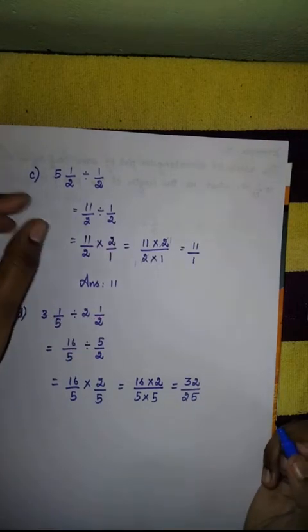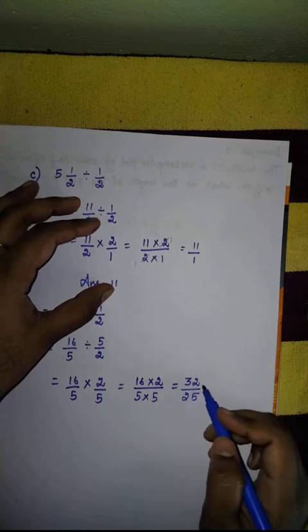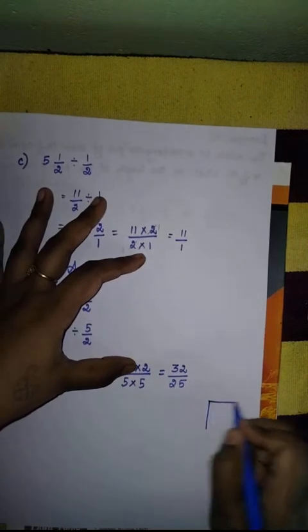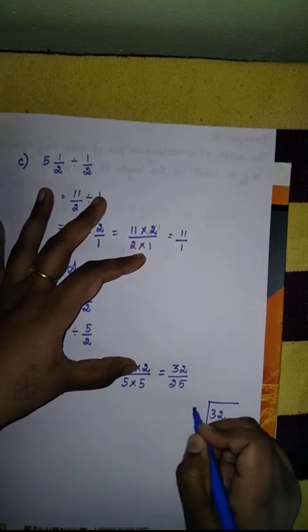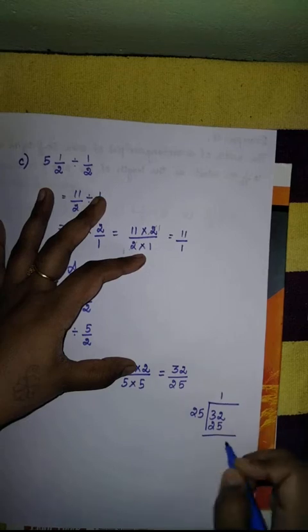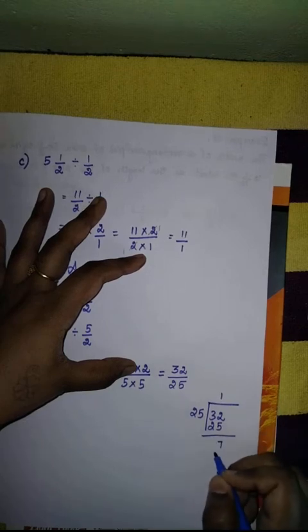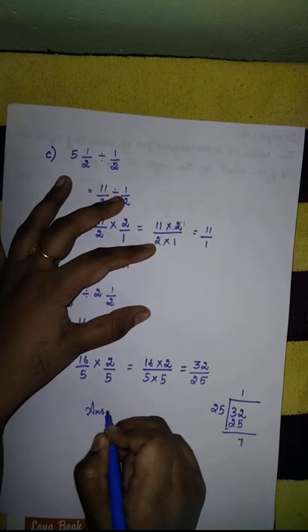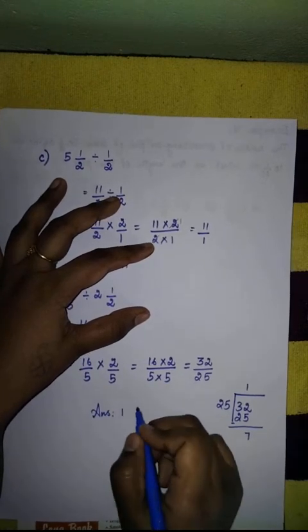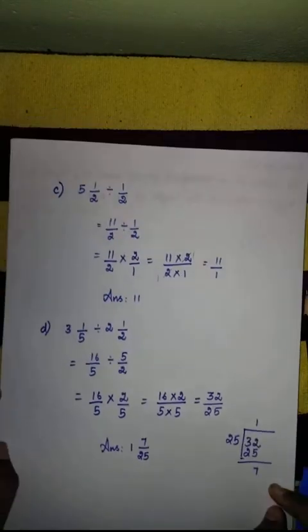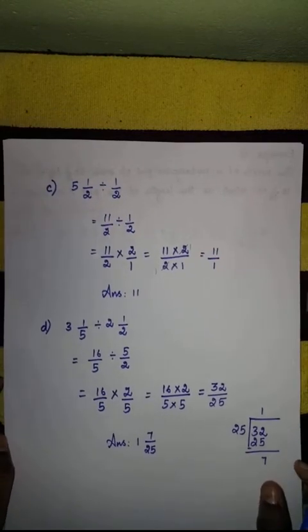Here our answer is in the form of an improper fraction, so convert it into a mixed fraction. 25 goes into 32 one time. When you subtract, you get 7. So our answer is 1 7 by 25. This is your answer. Do you all understand? Yes.